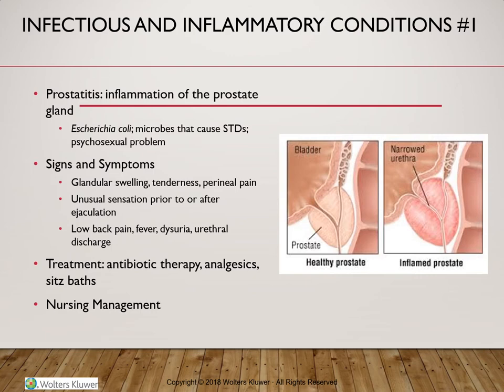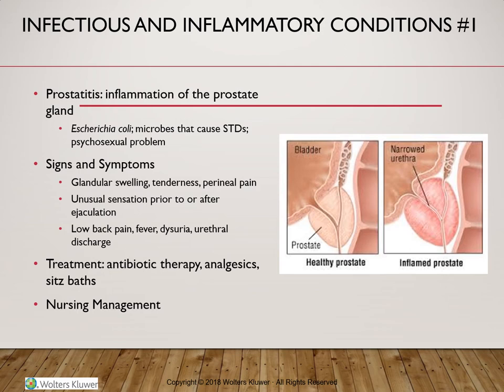Now let's move into our infectious and/or inflammatory conditions. And the first one that we'll discuss is called prostatitis. Itis is an inflammation, may or may not be infectious, but it's an inflammation, and it's the inflammation of the prostate gland. Most of the cases will be infectious, caused by microorganisms that will reach the prostate through the urethra. And the most common one is the E. coli. And those will be your infections that are sexually transmitted.